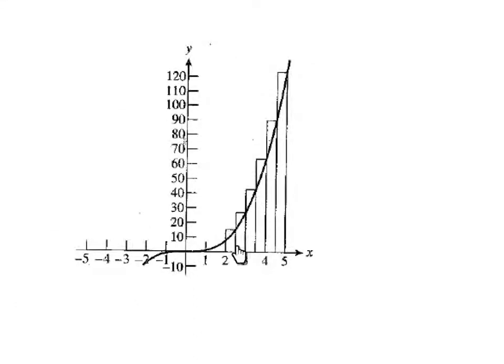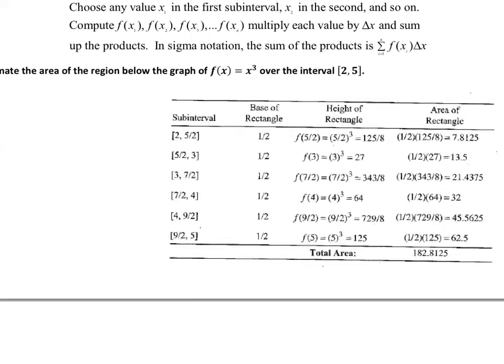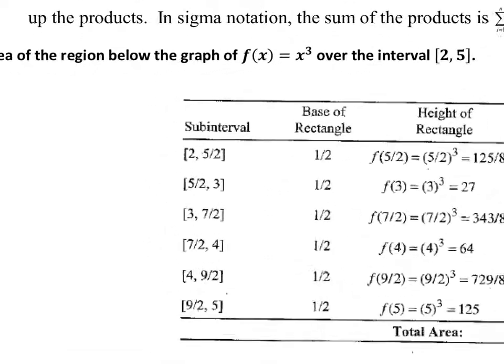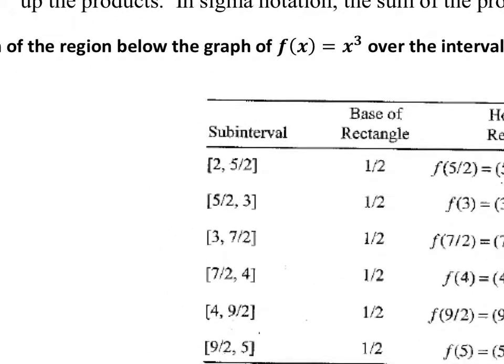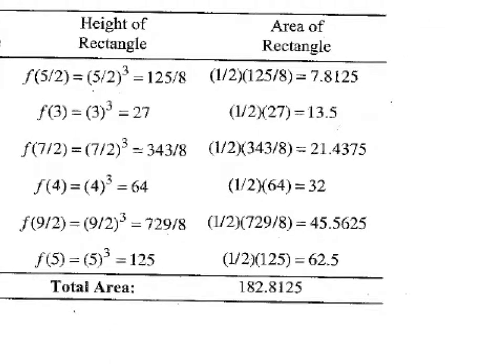So what we would do here is calculate the area of each of these and sum them up. So we see how we can create this graph. Now let's look at the table that helps us. See how they say the subinterval is from 2 to 5 halves, 5 halves to 3, the base of the rectangle is 1/2. When you calculate that x value of 5 halves cubed, you get the answers, and then they add them all up.